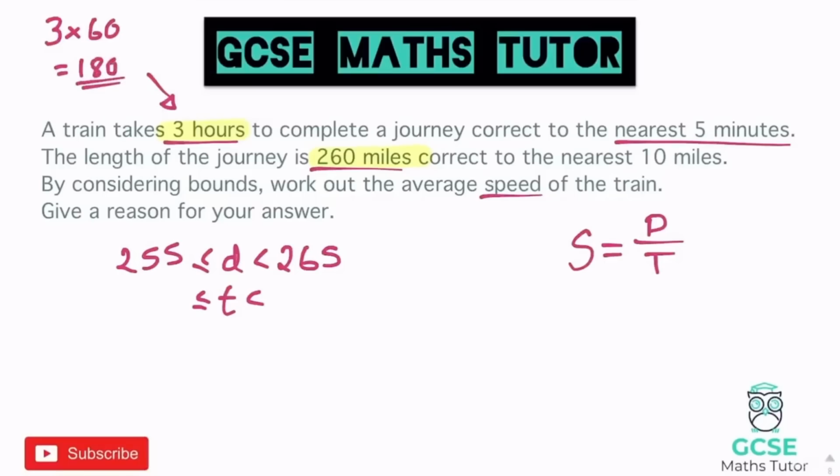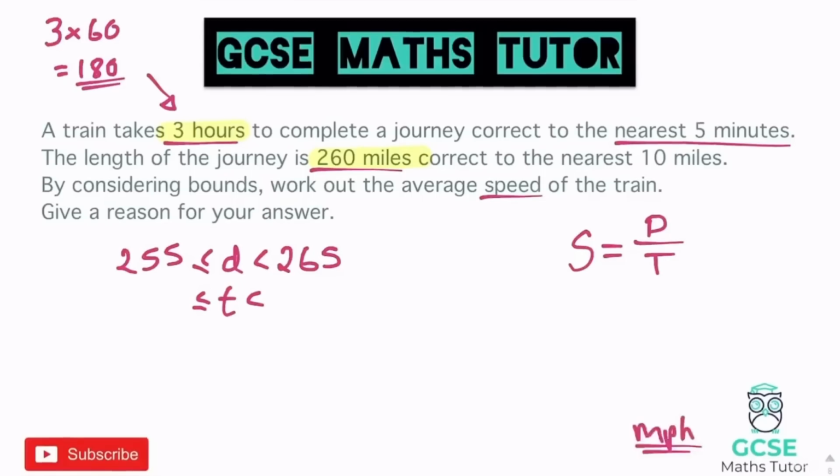Now it's to the nearest 5. Now remember, to get the upper and lower bound to the nearest 5, you add 2.5 on and take away 2.5 minutes for the lower one. So 180 add 2.5 becomes 182.5. And taking 2.5 away would become 177.5. Okay, so just be very careful when you're adding 2.5 and taking 2.5 away there.